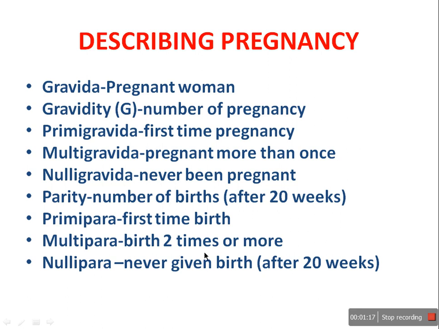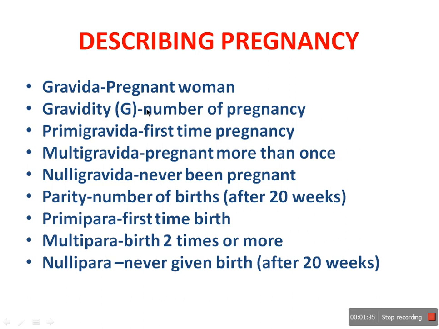Multipara means birth 2 times or more. Nullipara means never given birth. Maybe the lady was pregnant but never gave birth after 20 weeks. That is called nullipara. See, two things, parity and gravida.